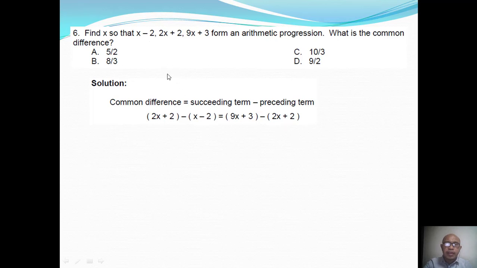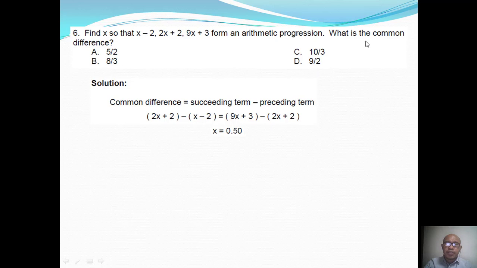So we have here 2x plus 2 minus x minus 2, and that is also equal to 9x plus 3 minus 2x plus 2. And from this, we can solve for the value of x equal to 0.5.